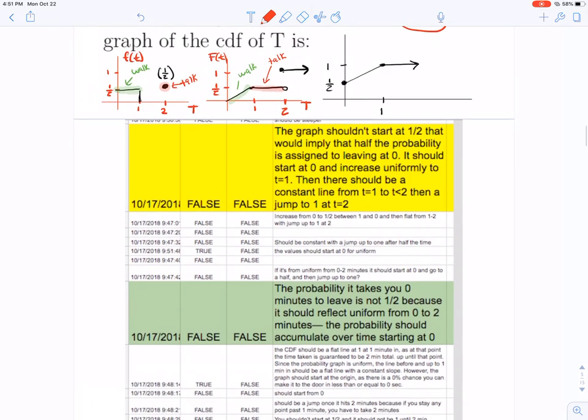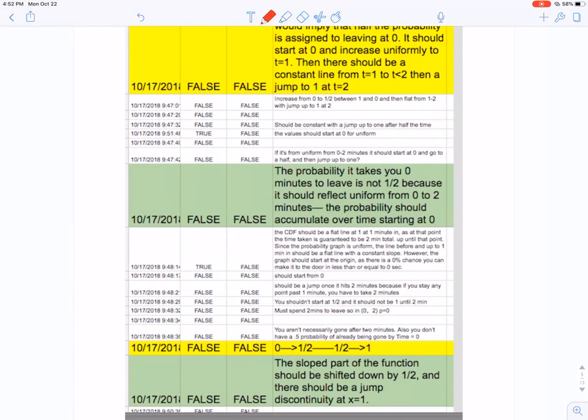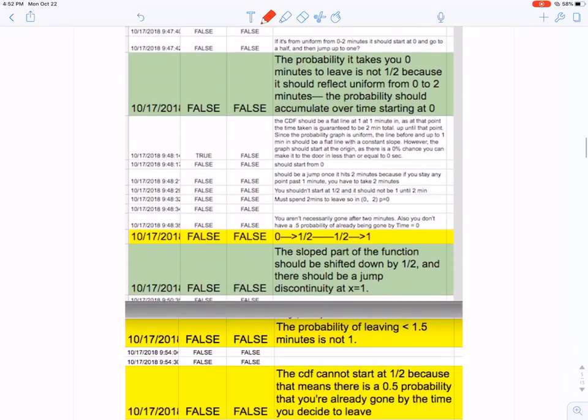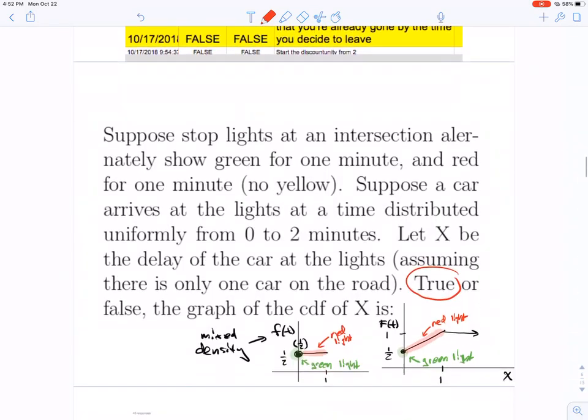Brilliant. Some not so perfect responses are in green. Other perfect responses are in yellow. I'll let you read that on your own.